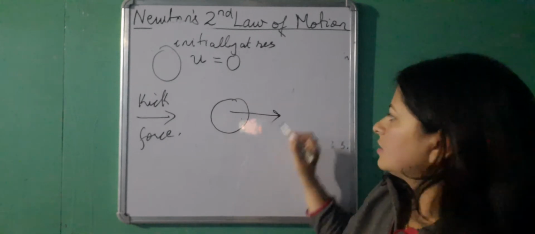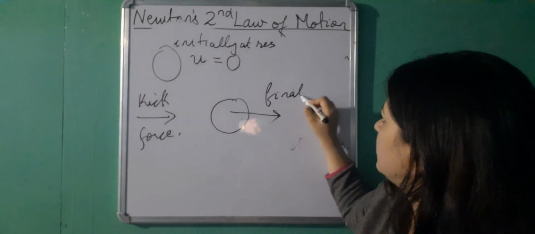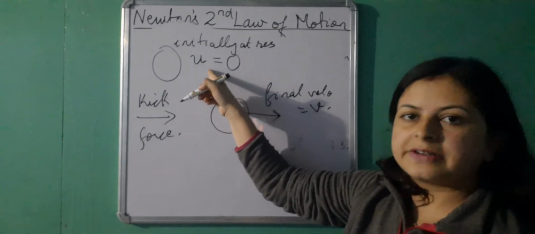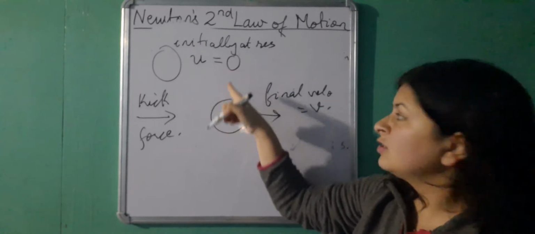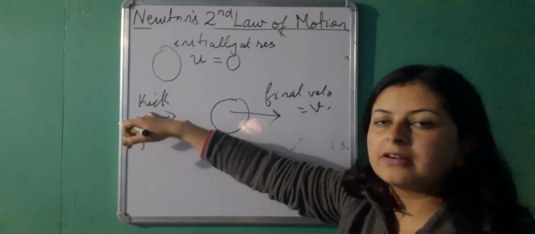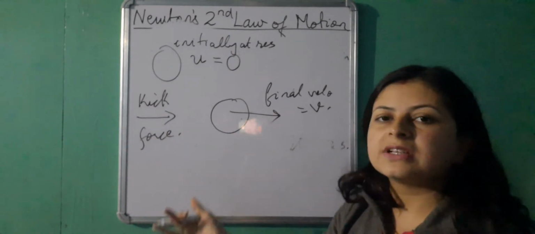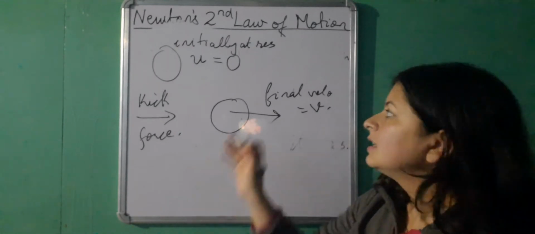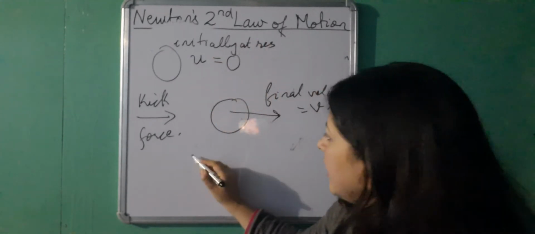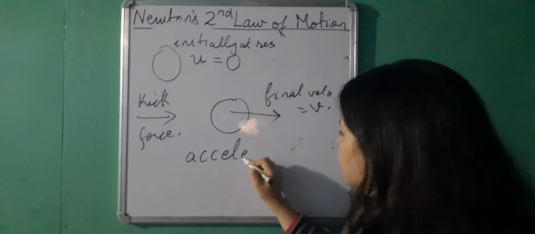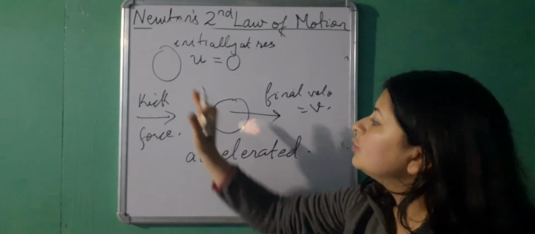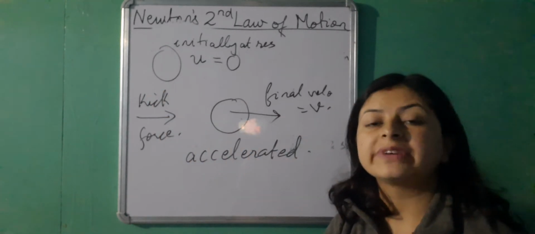It will start moving. So say the final velocity is v. Initially the ball was at rest, initial velocity is 0, and when you apply a force on the ball, it will start moving with a certain higher value of velocity. That means velocity has changed from a lower value to a higher value. That means the ball has been accelerated. Now, why has the ball accelerated? Because you have applied a force on the ball, or you have kicked the ball.